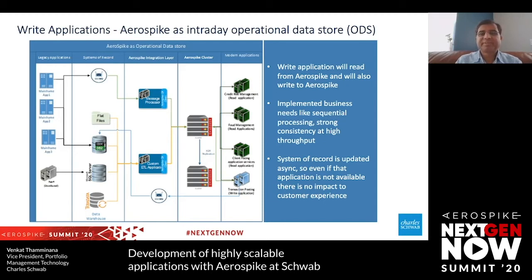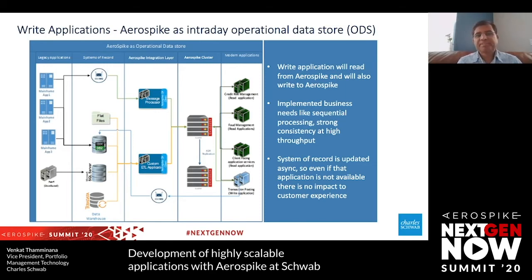Like we are writing to a queue, and there is a drainer process that will update the source system or system of record. So it is a reverse paradigm of the read application. Aerospike will get data at the beginning of the day, and this write application will read the data from Aerospike, and it will write the data into Aerospike within the same transaction.